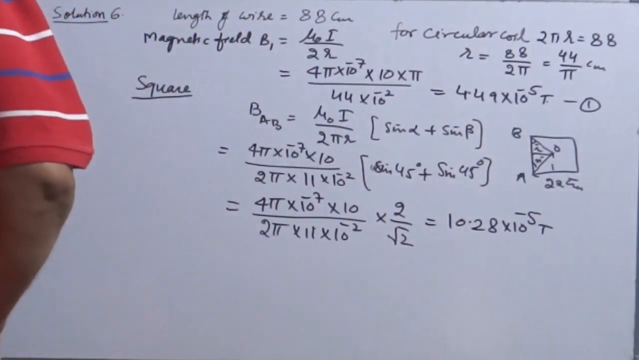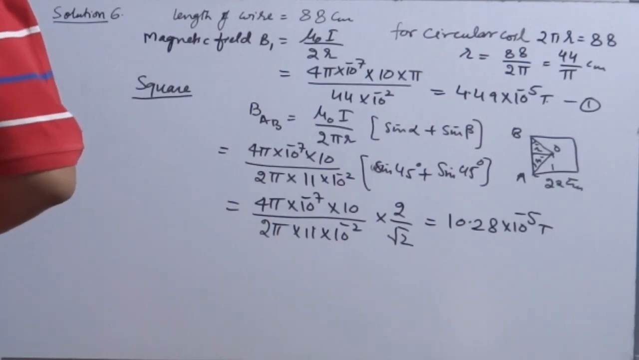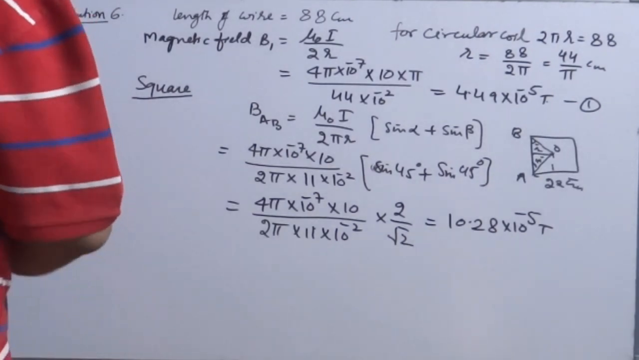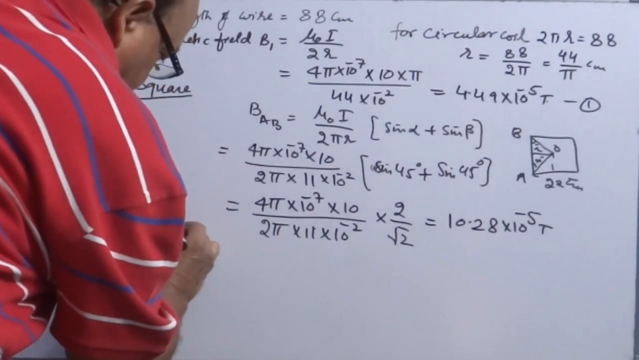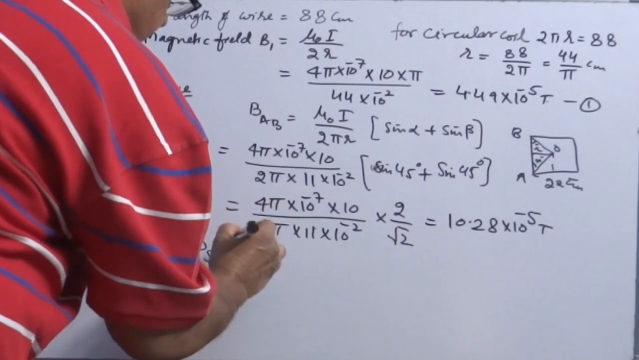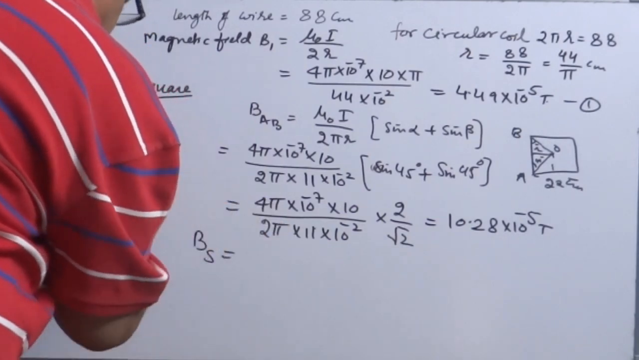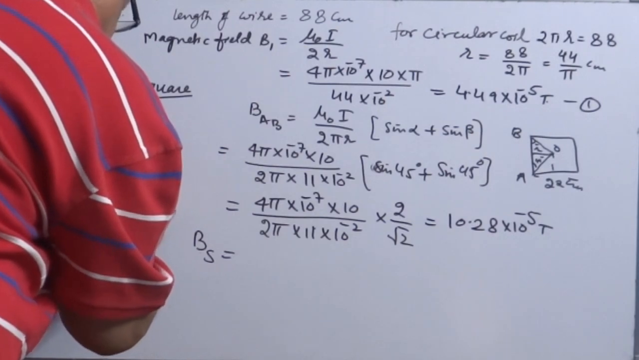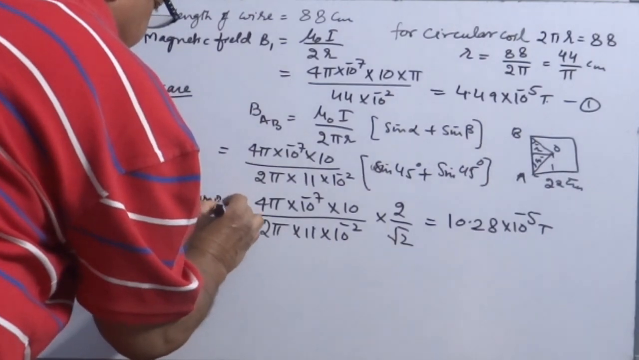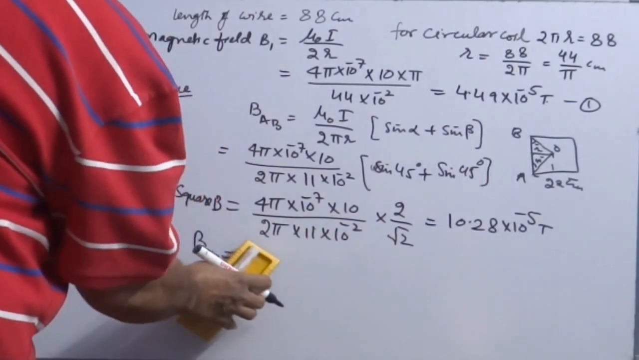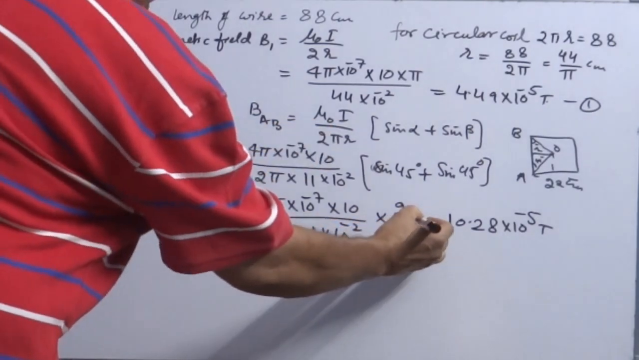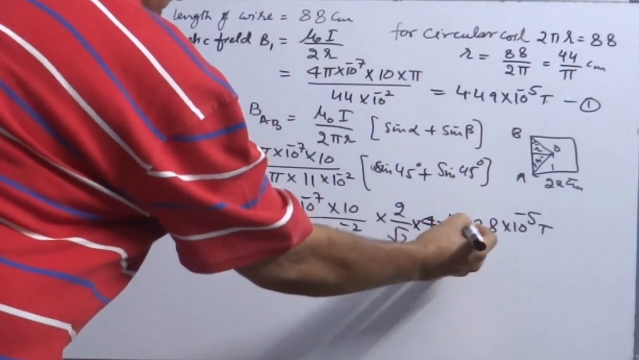As we have discussed earlier, going back to the same point now, the magnetic field due to the square is always greater. So you can say the magnetic field due to the square is 4 times, due to the square. That will be actually 4 times of this. So here we can multiply 4 more, then you will get this answer.